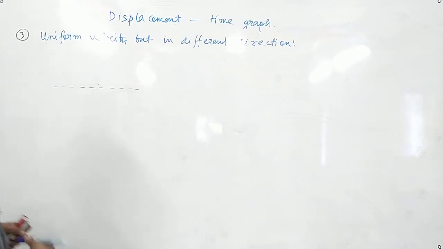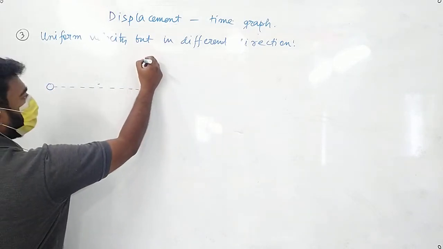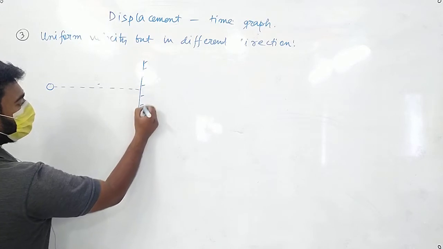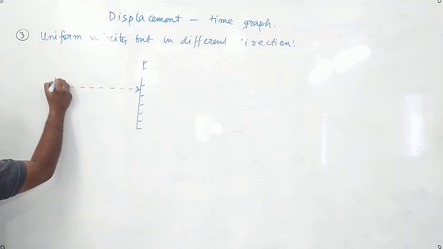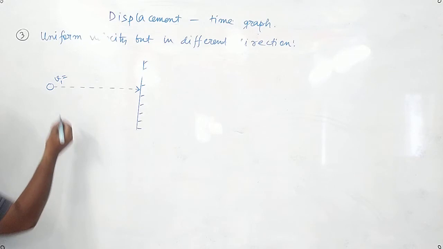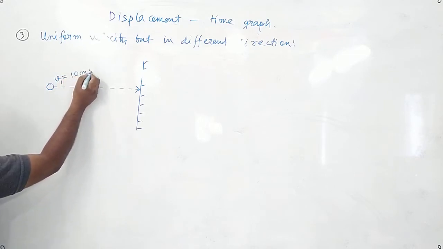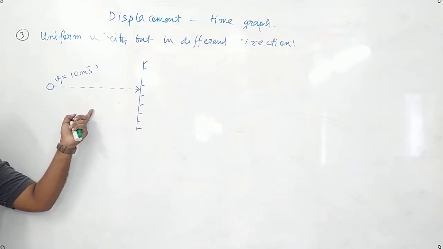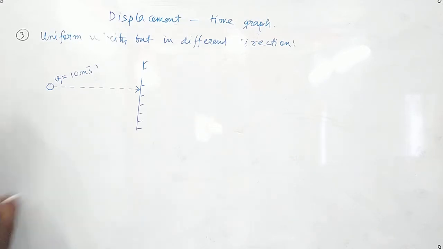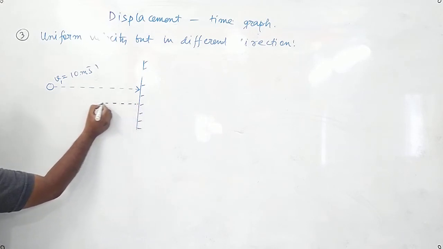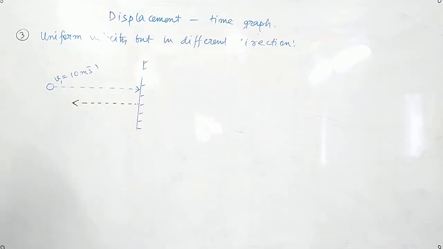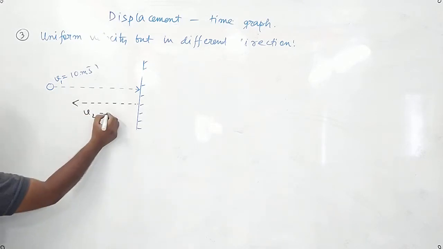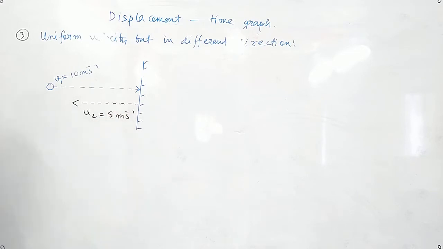Suppose the ball is here. The ball strikes the wall and the speed of the ball, let me write V1, is 10 meter per second. What will happen? The ball will get reflected. After striking the wall, the ball will surely move in this direction. What will be its velocity then? A little bit less. Let us take its velocity as 5 meter per second. Is that clear?